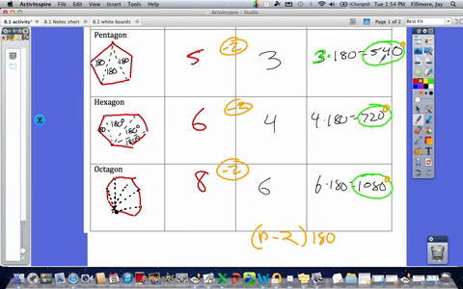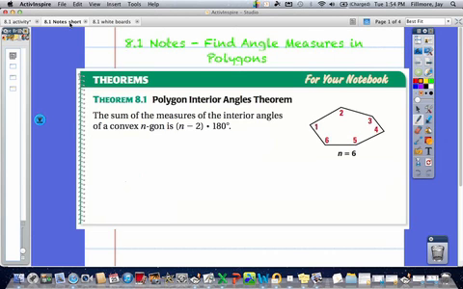So that leads us to this theorem that has been proven before. Theorem 8.1, the Polygon Interior Angles Theorem: the sum of the measures of the interior angles of any convex n-gon, or polygon, is the number of sides minus 2, times 180 degrees. Now, as a review, convex means everything is pointing out. All these vertices are pointing out. Nothing is caving in anywhere, like a concave polygon.